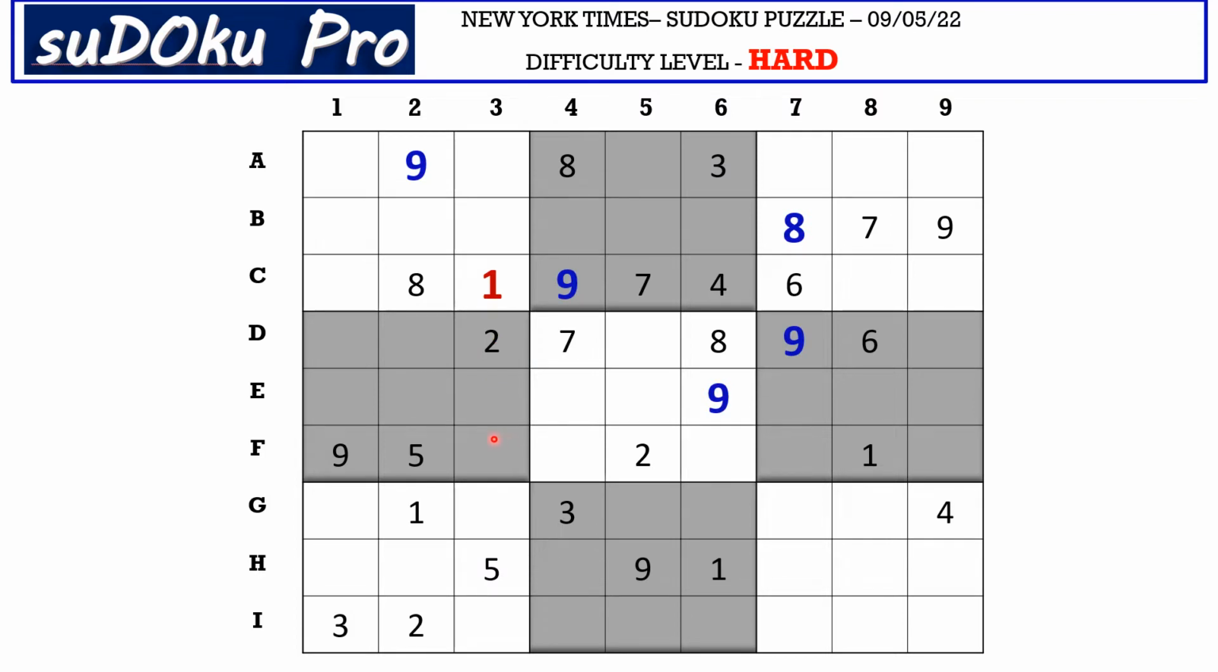In F row there are 5 empty cells and the missing numbers are 3, 4, 6, 7 and 8. If you take this F6, it is blocked by 3, 4, 7 and 8. So 6 goes here in F6. So let's cancel out the 6 here. Similarly, this cell F4 is blocked by 3, 7 and 8. So 4 goes here in F4.